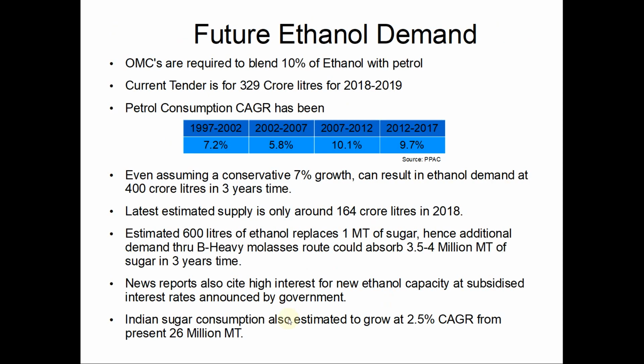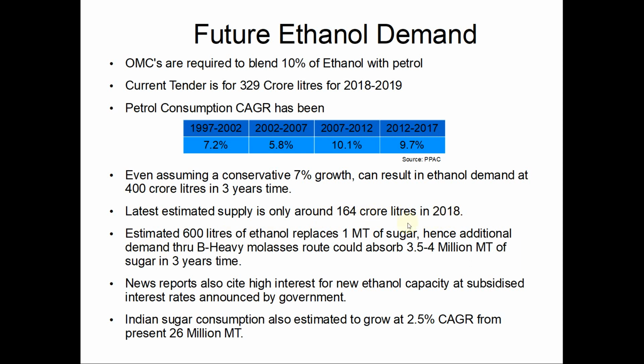Future ethanol demand is dependent on petrol consumption growth. Considering a conservative estimate of 7% yearly growth, from here on ethanol demand should increase to 400 crore liters in 3 years' time, from the present tender of 329 crore liters, whereas the current supply in 2018 as per latest reports is only about 164 crore liters.